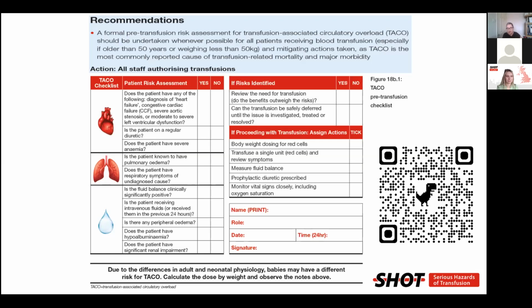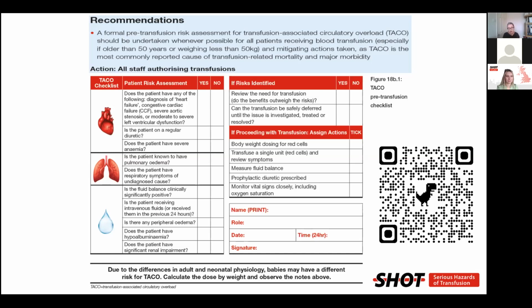Because of course, the safest thing to do is nothing. The safest transfusion is the one that doesn't happen, of course. So do we really need to transfuse a patient who appears to be at risk? Can we safely defer it, investigate it, or treat it? And with the best will in the world, sometimes we do need to continue with transfusion in the patient's best interest. So we need to think about mitigation.